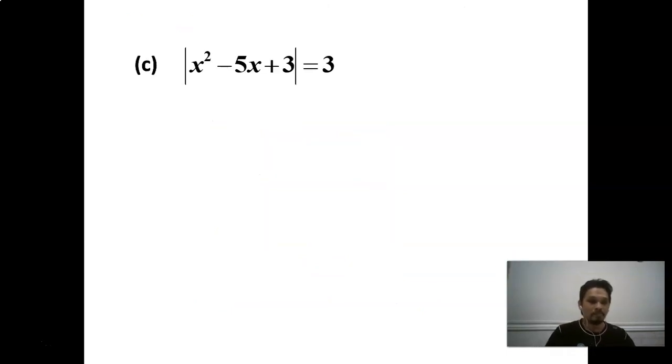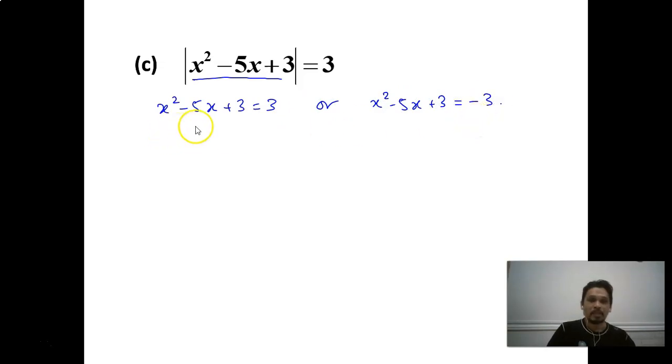And now, this is quadratic. Modulus absolute value of the quadratic equal to 3. It is x squared minus 5x plus 3 equal to 3, or x squared minus 5x plus 3 equal to negative 3. Okay, we solve one side at a time. We get x squared minus 5x, the 3 will become negative, so 3 minus 3 equal to 0.